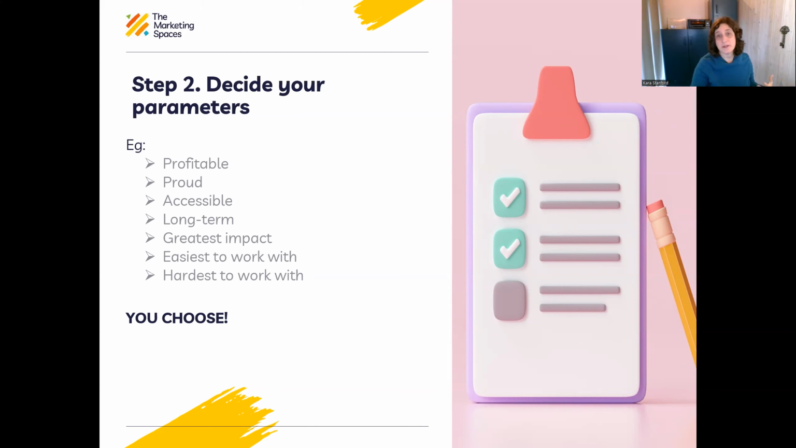It might be, we want to choose the avatars that are most accessible. We know these group of people already, we can reach them. We want long-term relationships. We want the greatest impact. We want to make a difference, easy to work with, hard to work with. Start to set your parameters. Say, right, what type of organizations and people is it that I really want to work with? And you choose. There's no right or wrong answer. You have to choose. You have to figure out what's best for your organization.